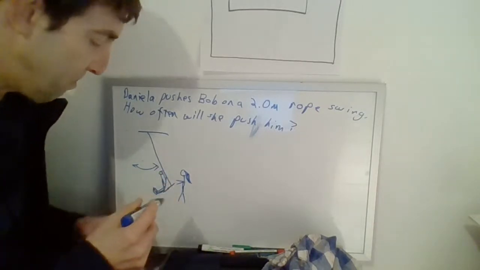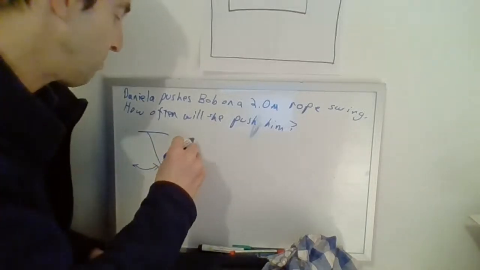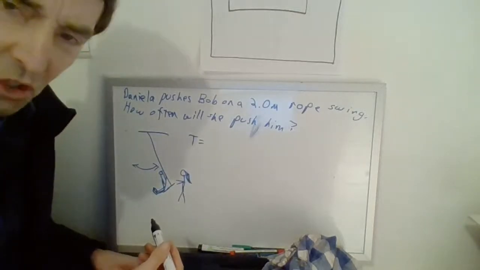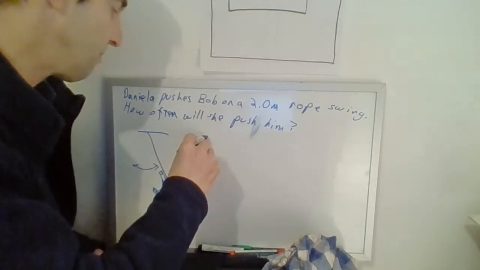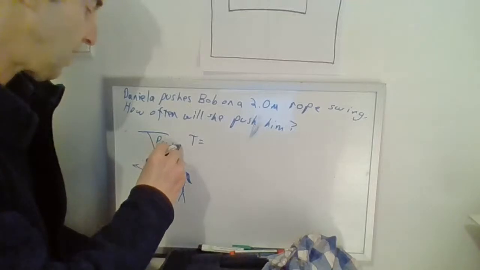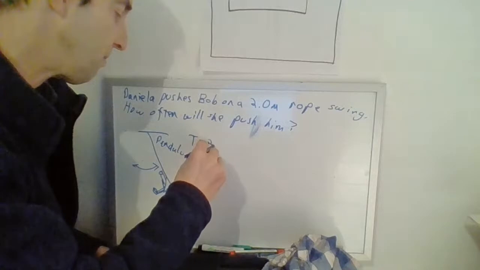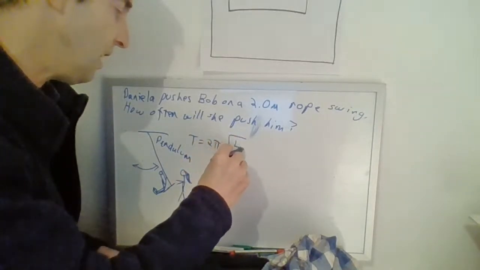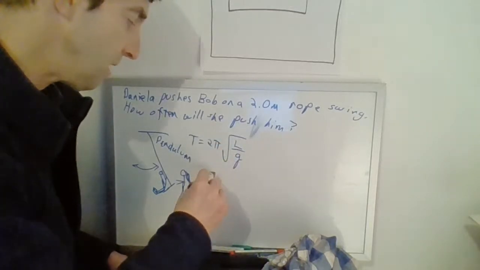And how often does she push him? Well, what are we really asking for? We're asking for the period. I didn't give you a lot of information, did I? But maybe I gave you enough. Check this out. The period of this pendulum, because that's what it is, a swing is really a pendulum. Period is 2 pi times the square root of L over g. Well, we know all that, don't we?